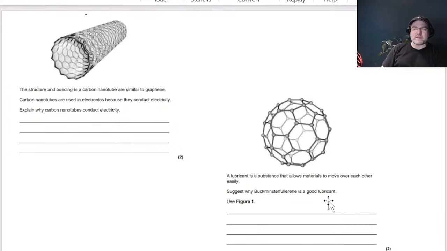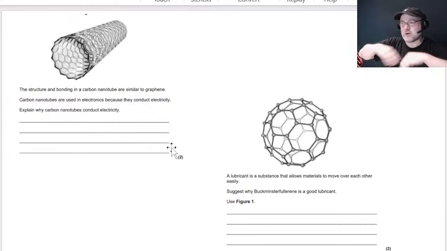A lubricant is a substance that allows materials to move over each other easily. It suggests why Buckminster fullerene is a good lubricant. It has weak forces between the balls, or the Buckminster fullerene molecules, hence the molecules can move around each other or slide over each other.